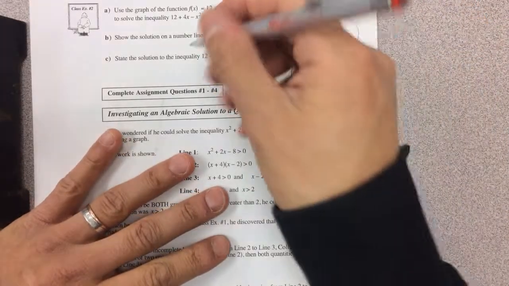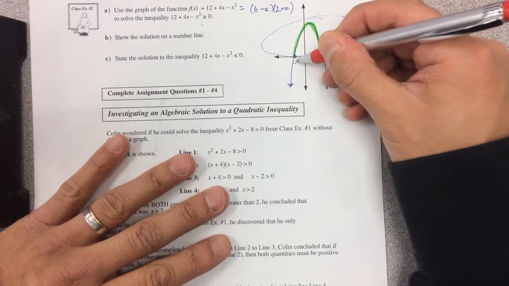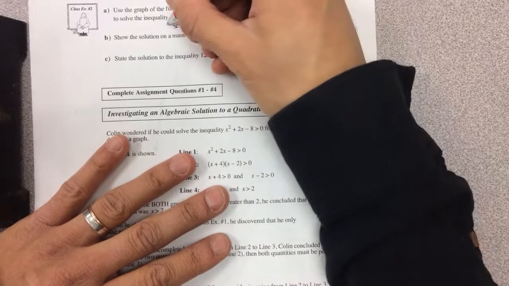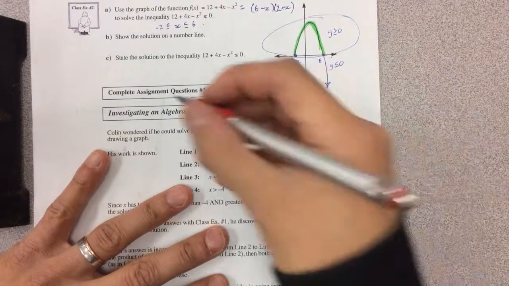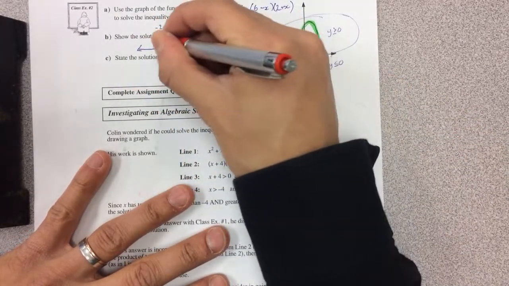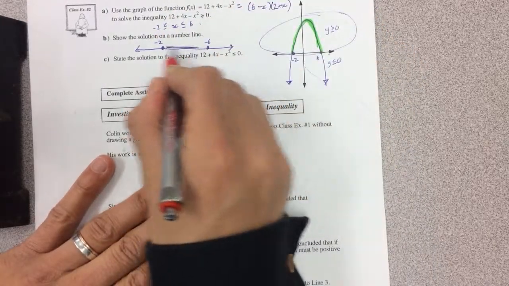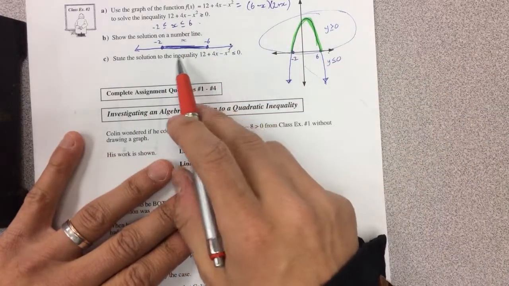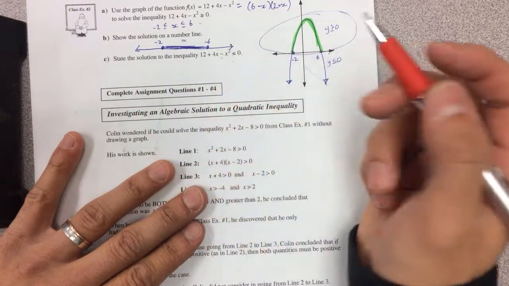Alright, so if that's what I'm looking for, then my values of x have to be greater than or equal to -2 and less than or equal to +6. On a number line, we're going to use closed dots for -2 and +6, and we're going to shade in between. Those are my permissible values of x. And then we're going to state the solution for the inequality 12 plus 4x minus x squared.